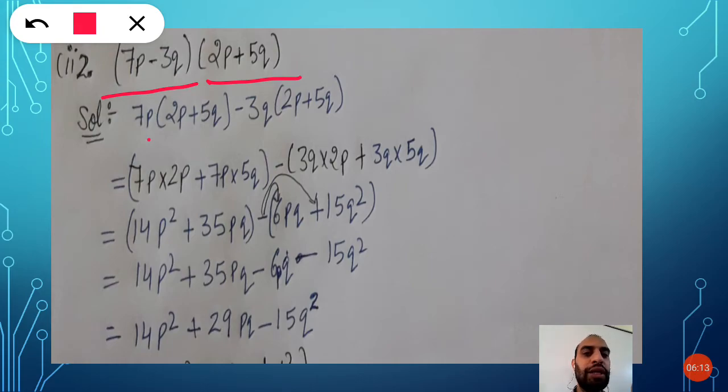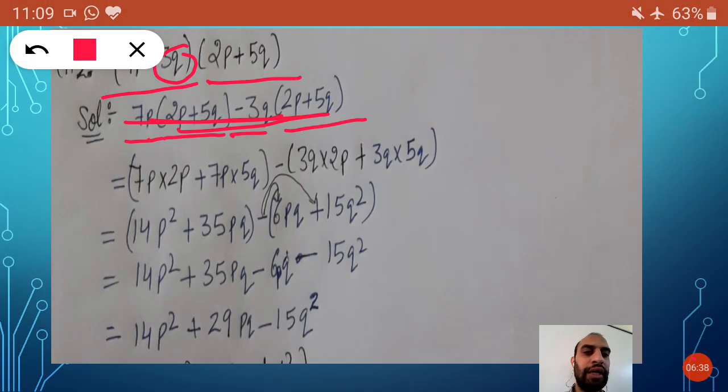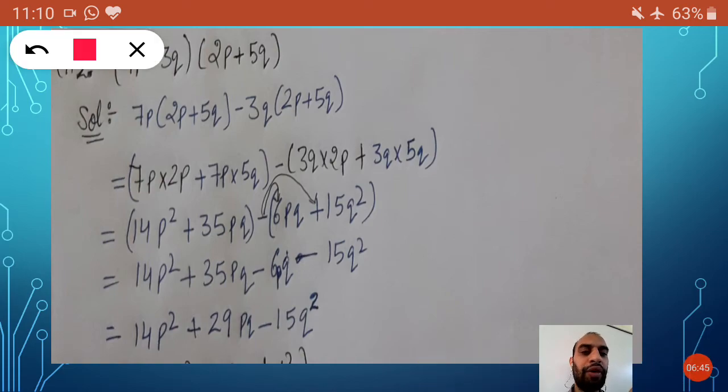First write the first term outside as I told you and second bracket full. Then take the second number from the first bracket with sign. So it is minus 3q and second bracket is 2p plus 5q. This is the first step. After reaching first step, again the task remains similar, that is how to multiply. So how to multiply? It is very important to understand.